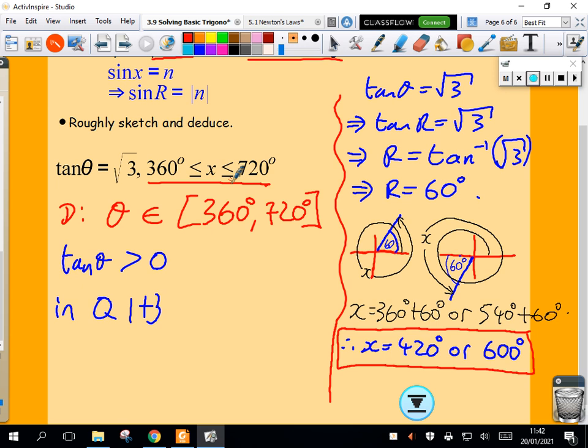So that's how we solve basic trigonometric equations. In our next class, we'll look at solving trigonometric equations with coefficients in the arguments. But practice those, see how you get on.